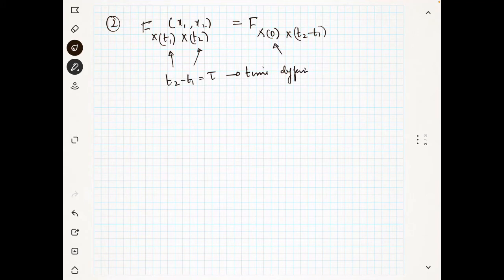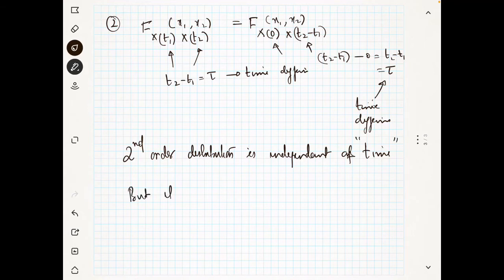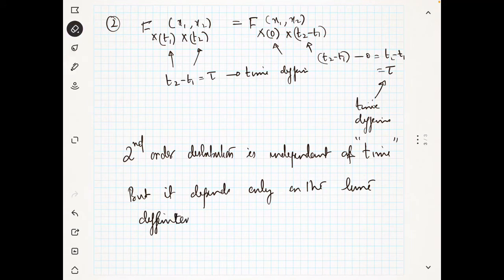And here also you are observing at 0 and observing at t2 minus t1. That means the time difference is t2 minus t1 minus 0. Again you are getting t2 minus t1. Let us say this is equal to tau. Again it is the time difference. Okay, so it will depend only on the time difference. Okay, that means for example this is x1 and x2. So it is depending only on the time difference. That means the second order distribution is independent of time, but it depends only on the time difference.